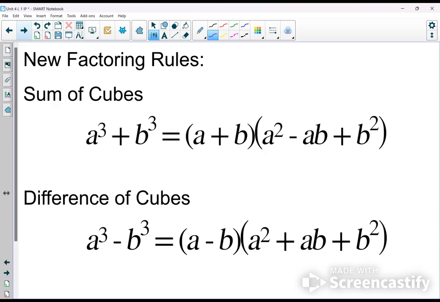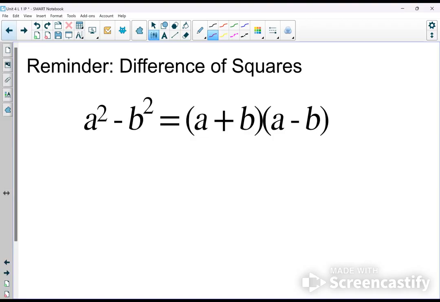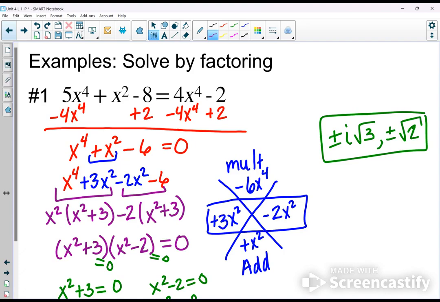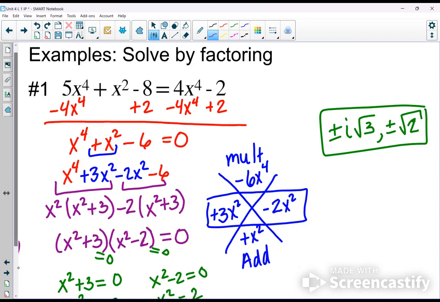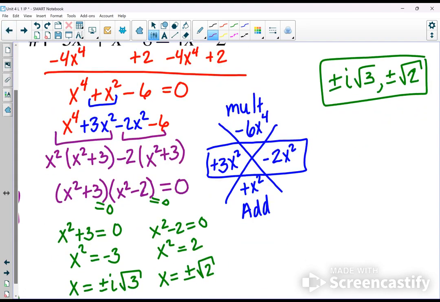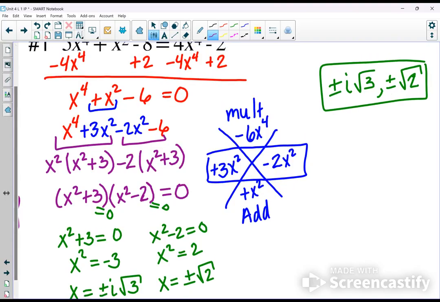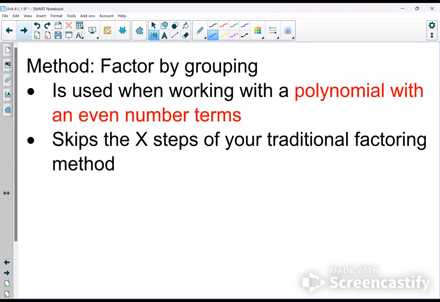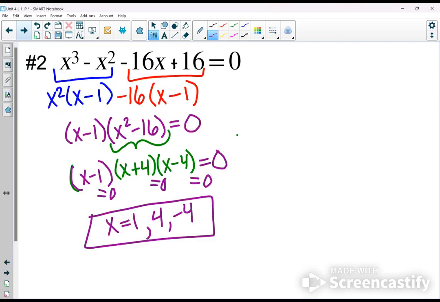Now, I just want to point out, there is no sum of squares. We cannot factor a sum of squares. It will not work out. We've already dealt with that issue in these notes up here. Well, kind of. We didn't have a sum of squares because 3 doesn't have a perfect square root, but if you notice, a sum of squares would result in something imaginary. That's why we don't have a sum of squares rule.